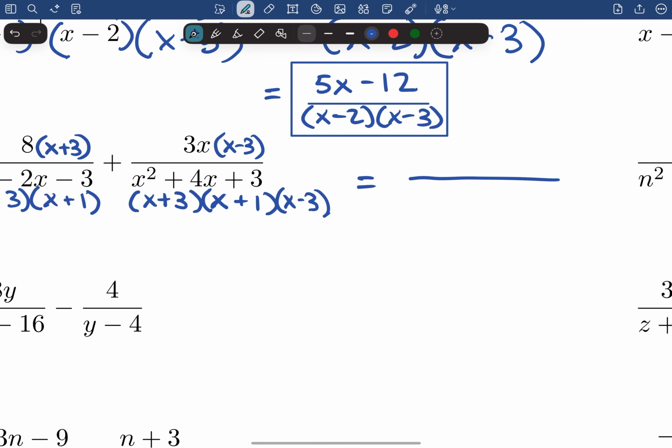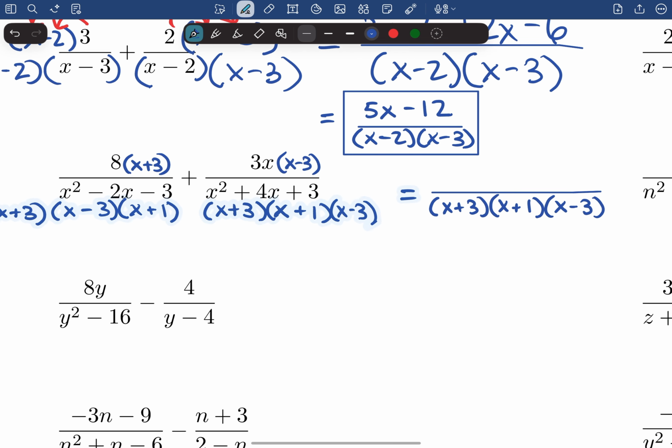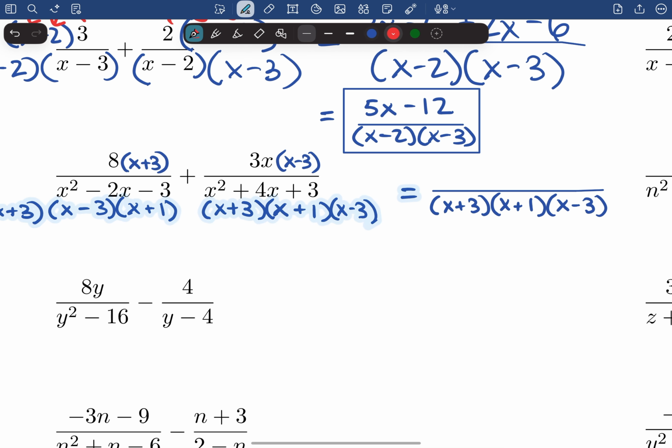Okay, so we're going to have a resulting fraction that has all of the factors, all three factors of that denominator. And you might ask, does it matter the order with which I put those factors? It does not, because multiplication is commutative. It's commutative, meaning it doesn't matter the order with which you multiply things.